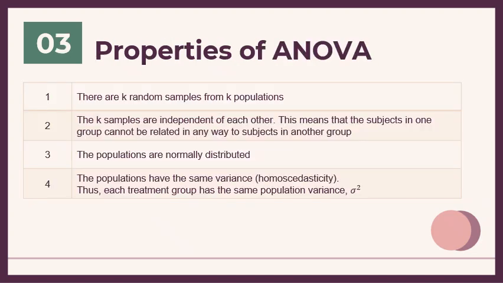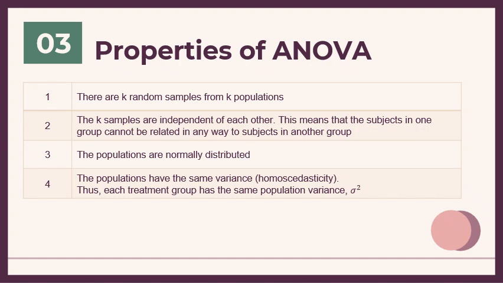Now let's take a look at the properties of ANOVA before we determine how we can calculate the ANOVA test. The first property of ANOVA is that there are k random samples from k populations, meaning that, like I mentioned just now, in order to use an ANOVA test, we need to have more than two samples from more than two populations.